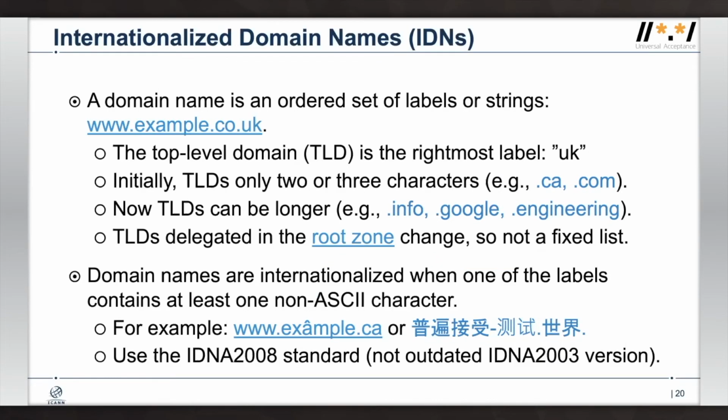Other things to note: we've already talked about how domain names are formed and what top level domains are, but the top level domains are not fixed. The root zone database lists the current top level domains which are delegated, but these change over time. And similarly, we've also looked at internationalized domain names, which can be formed by using a non-ASCII letter in any one of the labels.